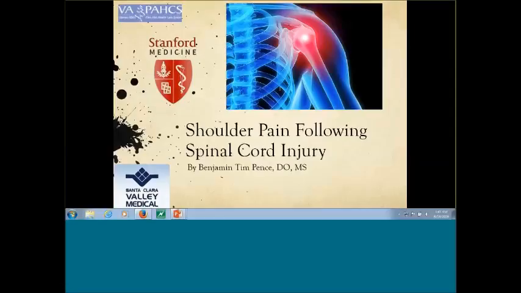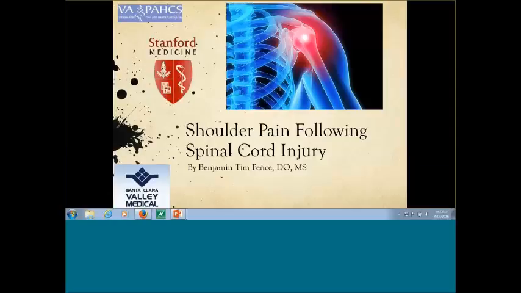So today we're going to be talking about something that's really important to me because this makes a big difference in all of our patients' lives and all of your lives on actually remaining mobile. Okay, so we're going to talk about shoulder pain after a major injury like this. So I have no financial disclosures, but if you find any, let me know. I'm happy to go into them.